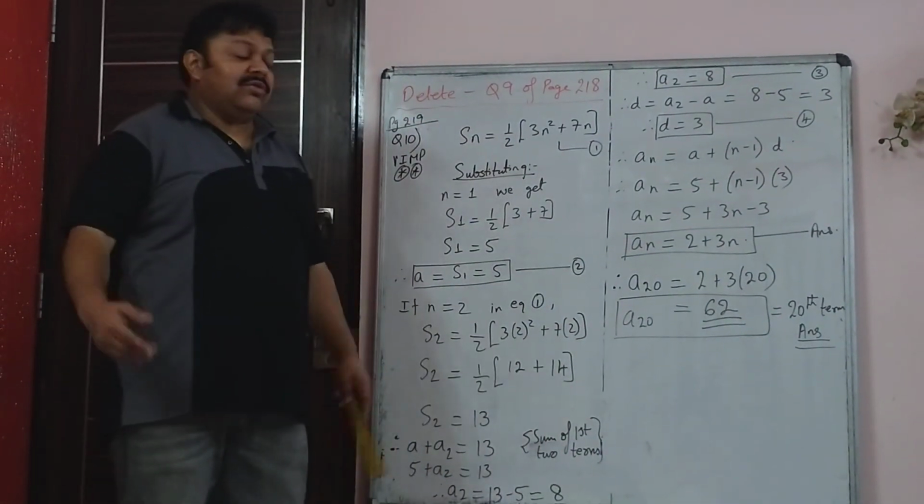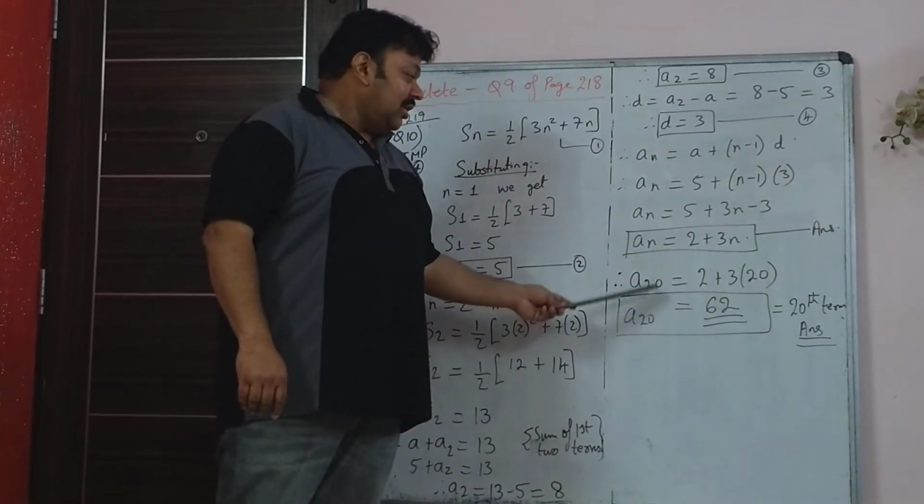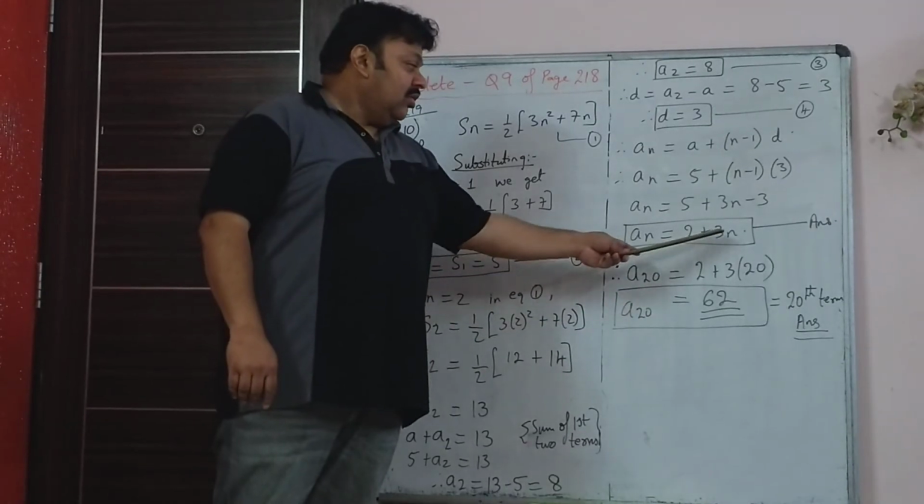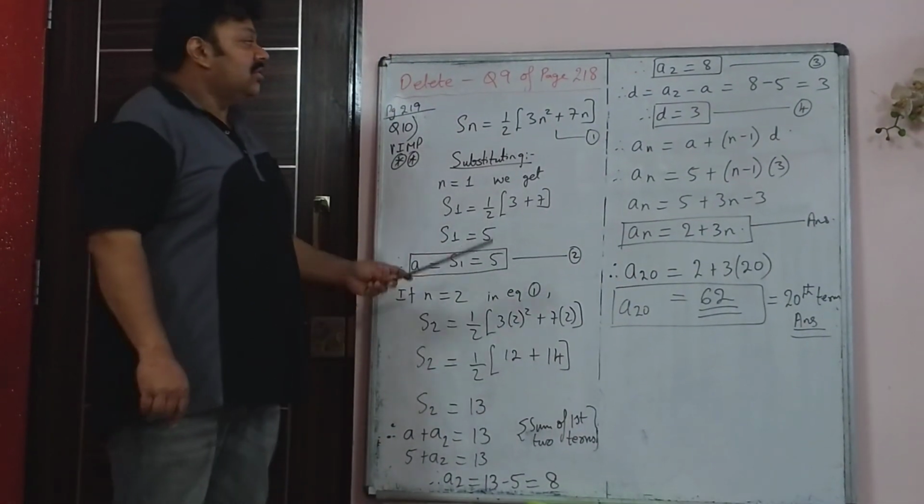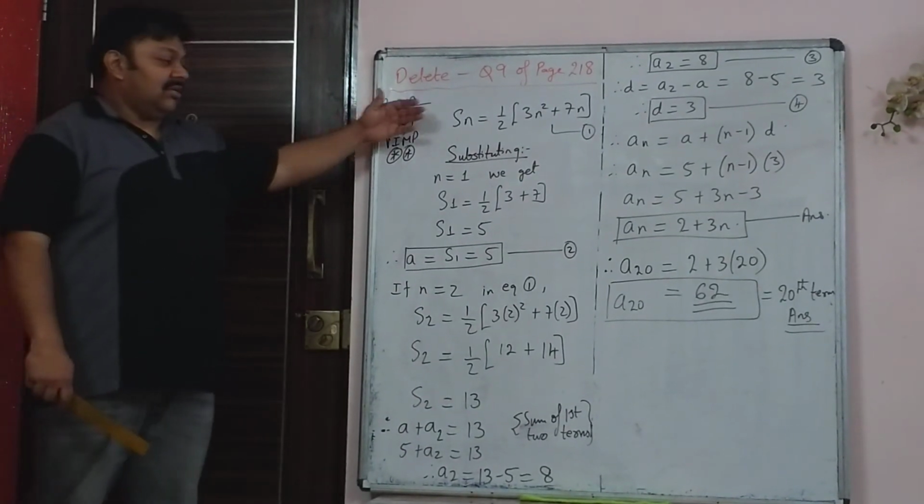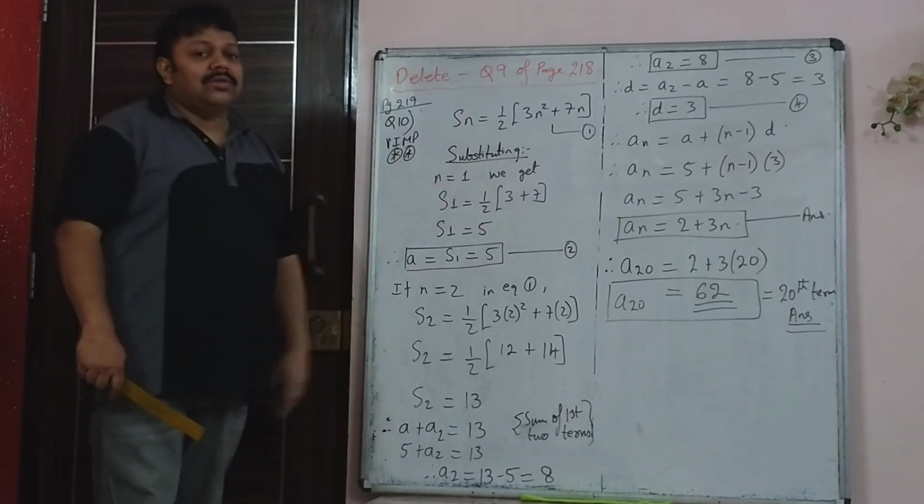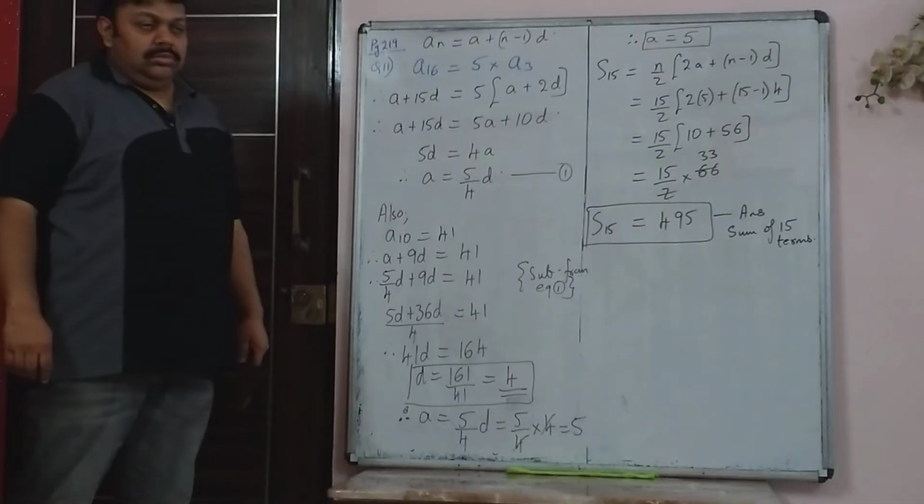So they have also asked you to find the 20th term. When you substitute n is equal to 20, you will get 62. That means the 20th term is 62. Mark this sum, it is important. If you don't practice this, you will tend to forget such things. So please mark it. We will continue.